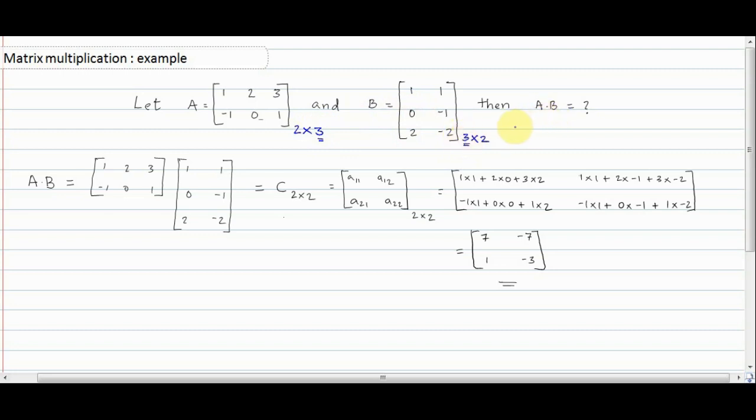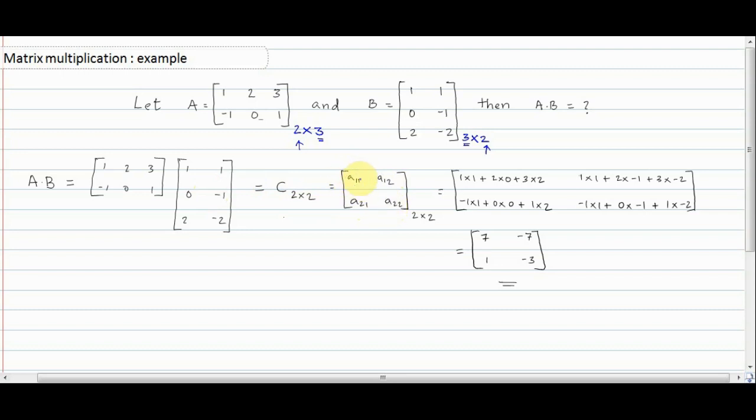Now what about the order of the resulting matrix? Here the order of the resulting matrix will be 2 by 2. So if we are multiplying A with B and the resulting matrix is C, then it will have an order of 2 by 2. And we can represent a 2 by 2 matrix like this. Elements will be A11, A12, A21 and A22. And how do we obtain A11?